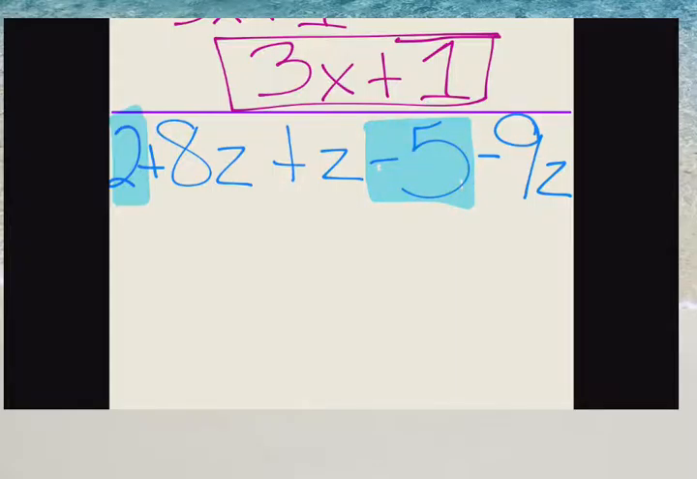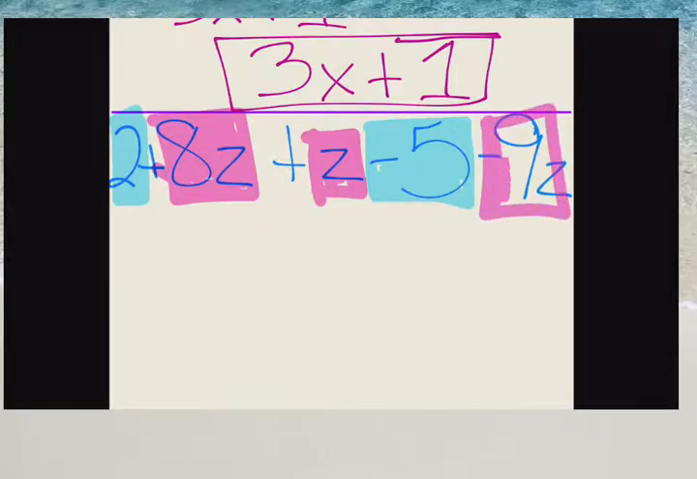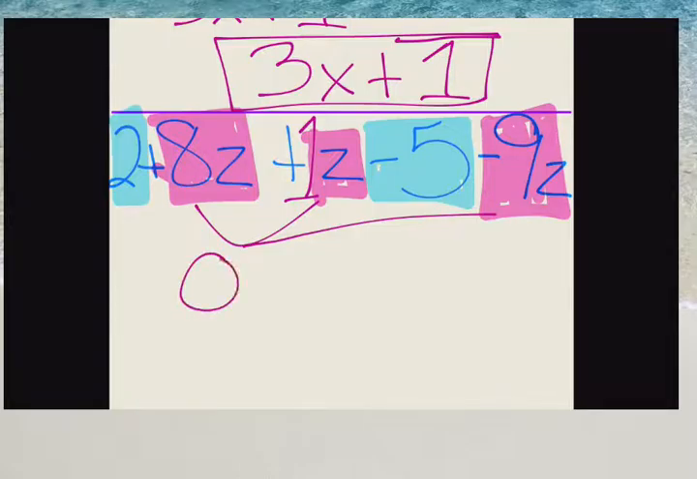Okay, I don't see any others, so I'm going to switch colors. I'm going to go with a pink this time. Okay, 8z. Any other z's I see to the first power? There's another z. And -9z. Okay, I'll start by combining my z's. 8z plus positive z, remember that's a 1z. 8z plus 1z is 9z. 9z minus 9z gives us 0z.